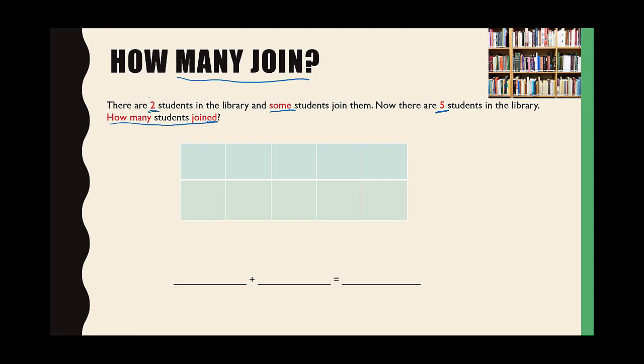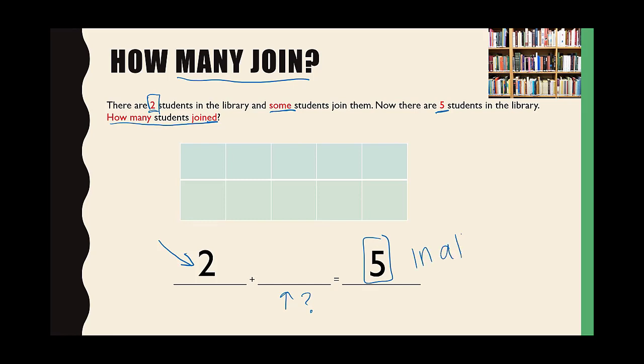So we started with 2 students in the library. So this is where we're going to put our number 2. And then we had some number join them. We don't know what this number is yet. But then we found out that there are now 5 students in the library. So this is our in all number. This is how many we have in all.